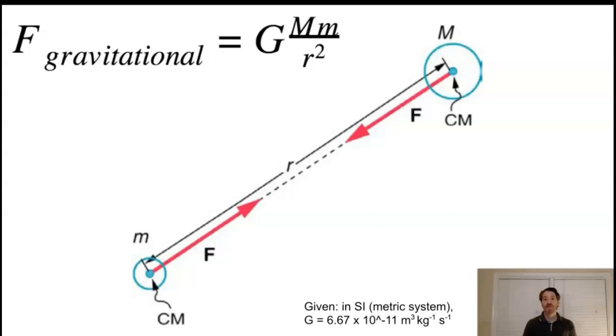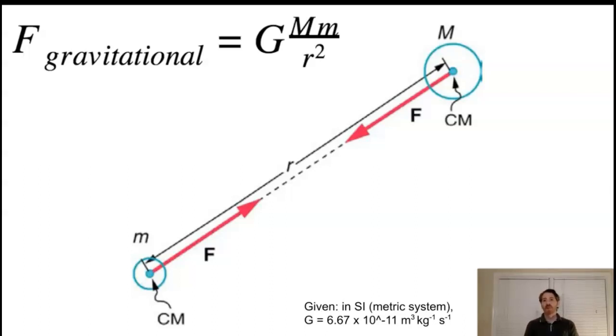The main point here is if mass 1 is bigger, the force of gravity is bigger. If mass 2 is bigger, the force of gravity is bigger. And the force of gravity between any two objects will be greatest when they are closest together. As they get farther and farther apart, that r value gets bigger, but that r value, which then gets squared, is in the denominator.